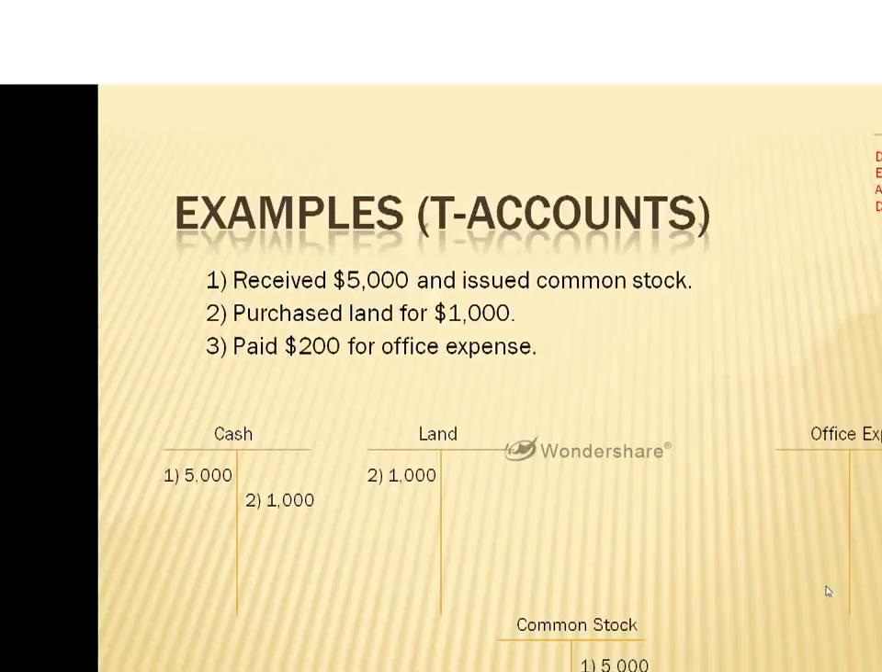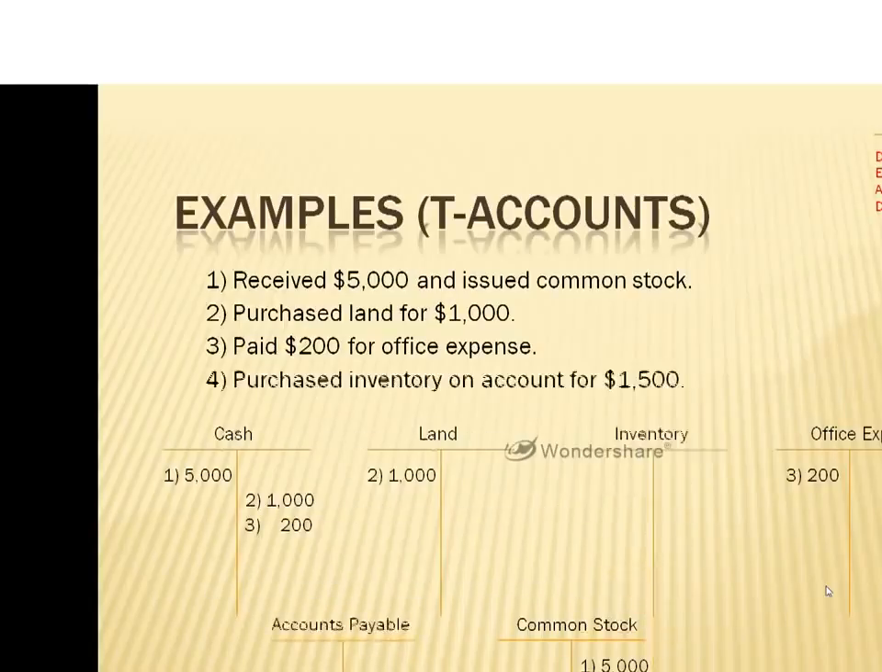Item number 3, paid $200 for office expenses. First, we want to look and we see that expenses have a debit balance, so we bring in our debit for office expenses. Then we know that we have to decrease our cash, so we will credit cash. We can see once again that we are in balance.